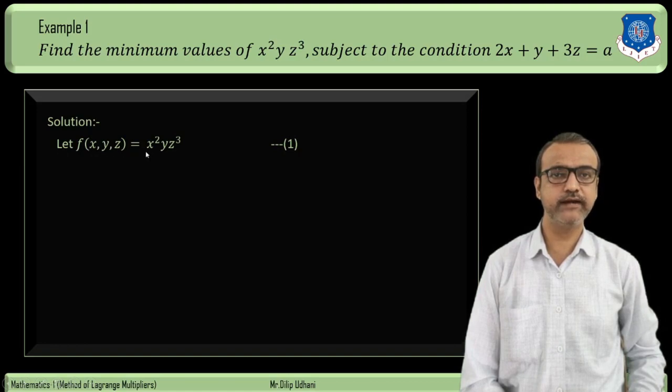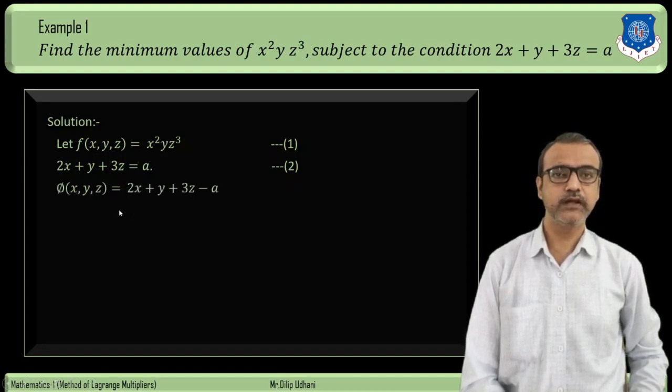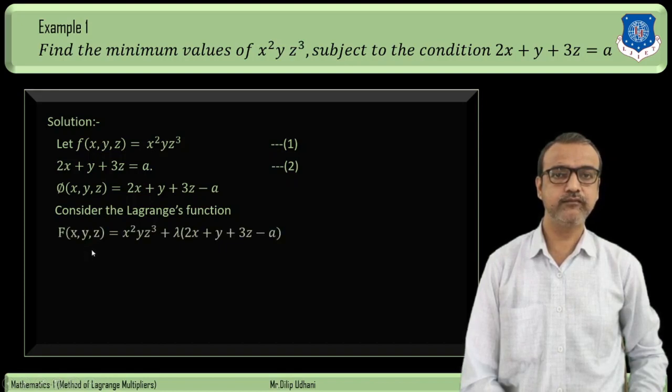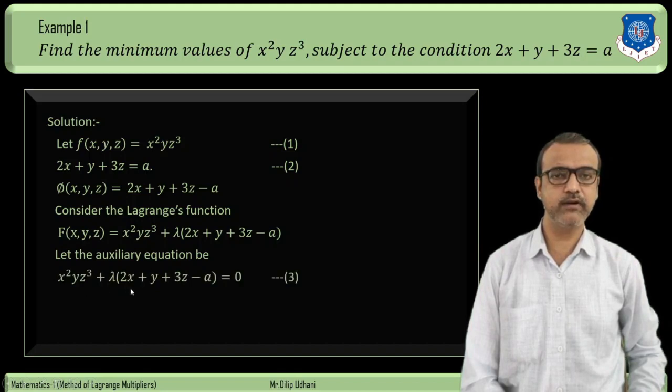Let f of x, y, z equals x square y z cube. We have to find out the minimum value of this function. Now say this is equation number 1. 2x plus y plus 3z equals to a. This is a given condition. Here phi of x, y, z is 2x plus y plus 3z minus a. Consider the Lagrange function capital F, that is equals to x square y z cube plus lambda into bracket 2x plus y plus 3z minus a. Let the auxiliary equation be x square y z cube plus lambda into bracket 2x plus y plus 3z minus a equals to 0. Now say this is equation number 3.